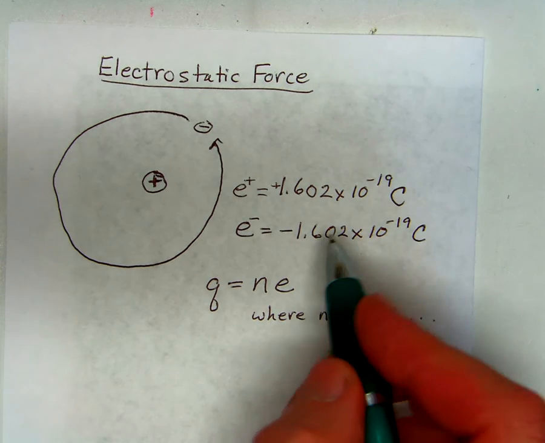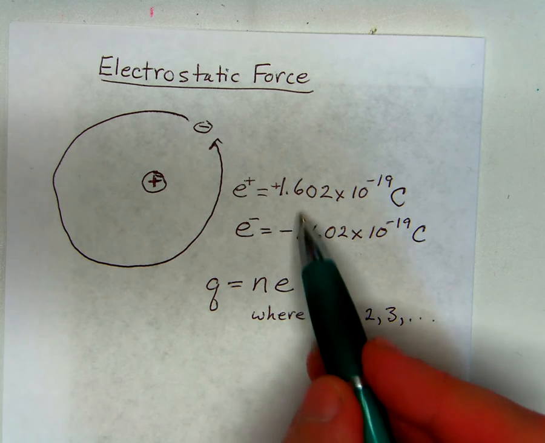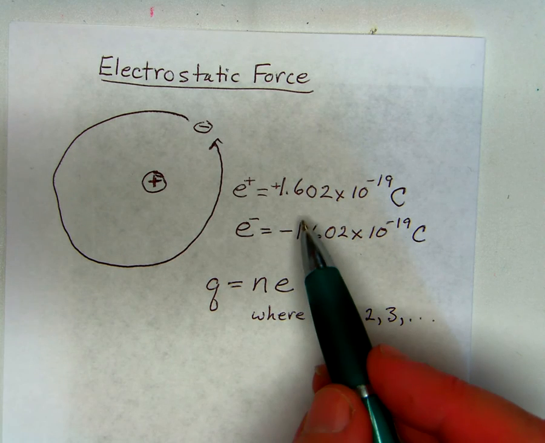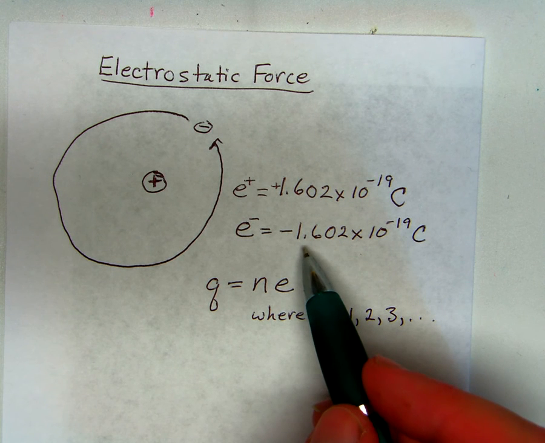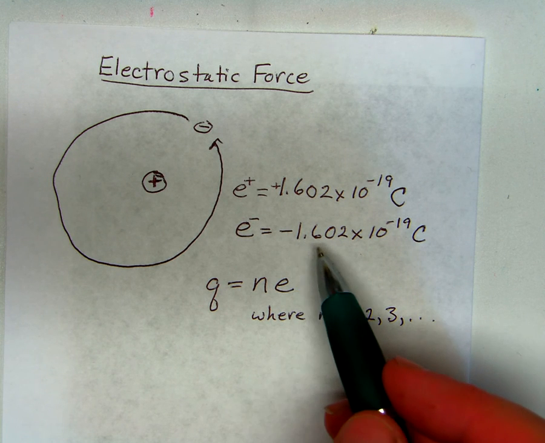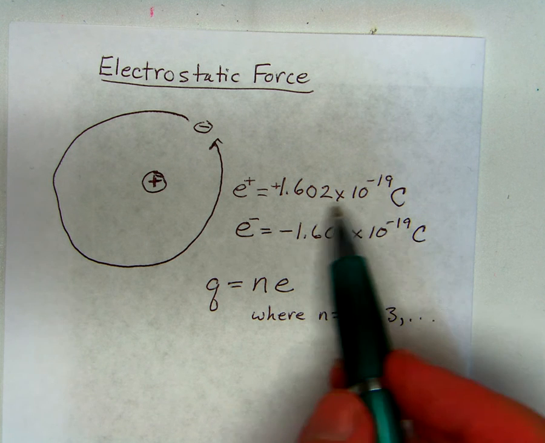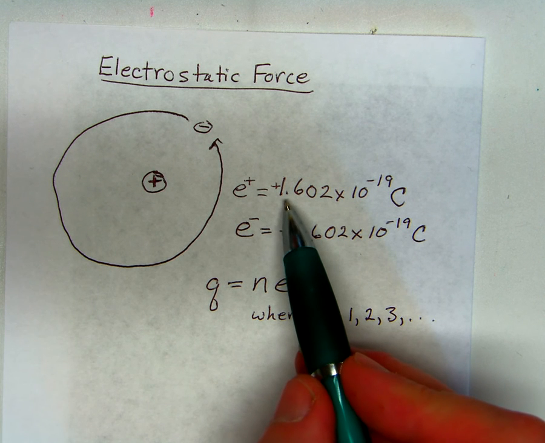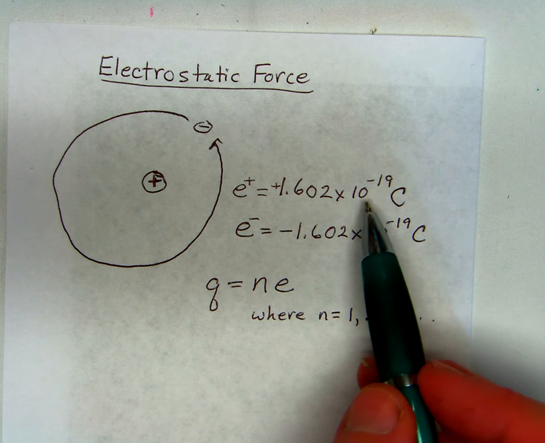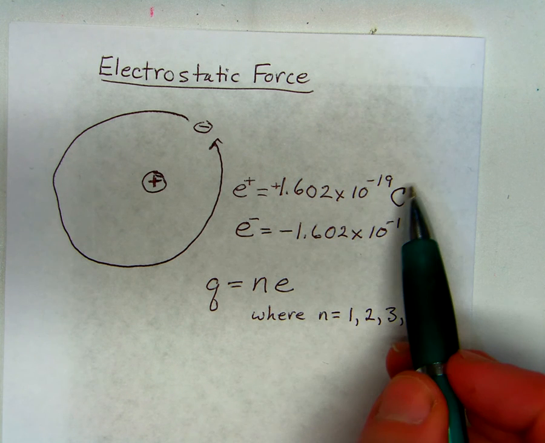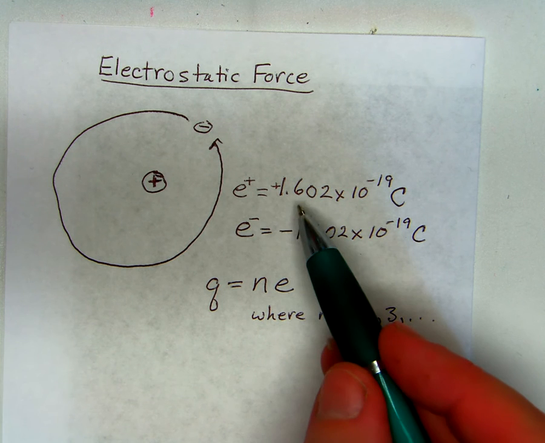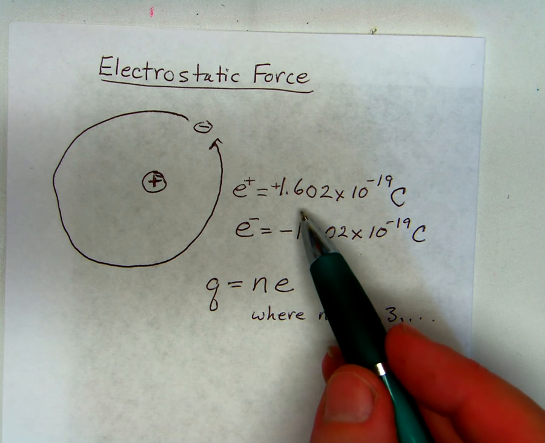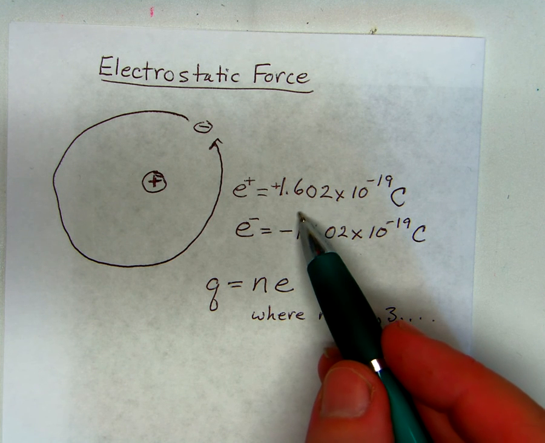We cannot have some value that is not some multiple of this charge. In other words, I could never have a charge that is 2 times 10 to the negative 19th coulombs. 2 is not a multiple of 1.602 times 10 to the negative 19th coulombs. Unless it's some multiple of that, I cannot have a charge of that size.